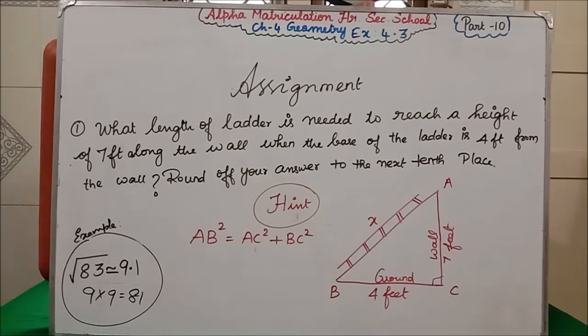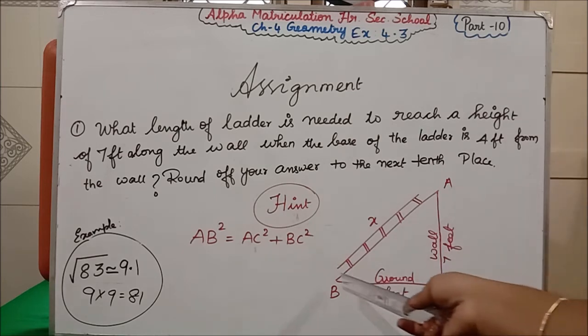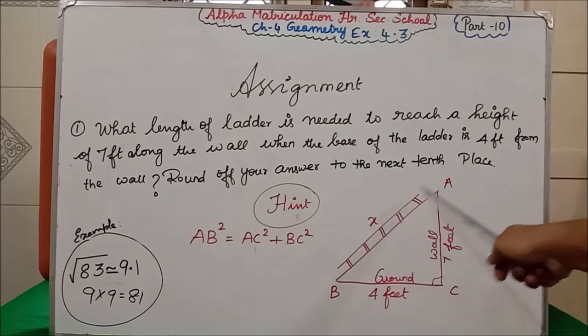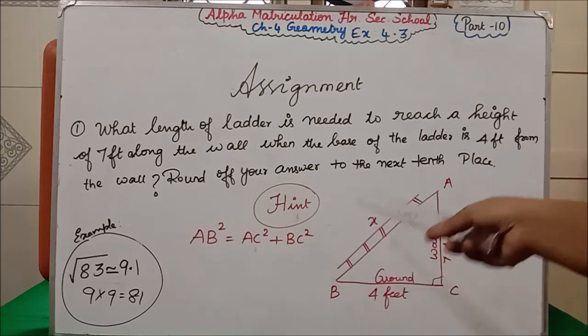What are they saying, students? What length of ladder is needed to reach a height of 7 feet on the wall when the base of the ladder is 4 feet from the wall? This is the wall. I have written wall 7 feet. From this wall, 4 feet away, they are making a ladder stand. They are asking how long the ladder should be to reach the top of the wall. That is the question. We want to find the length of the ladder.